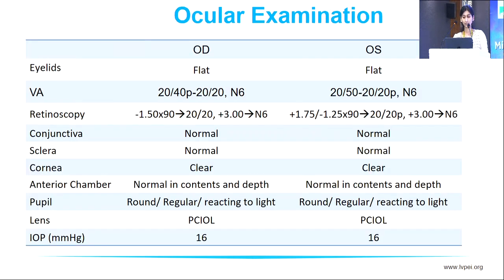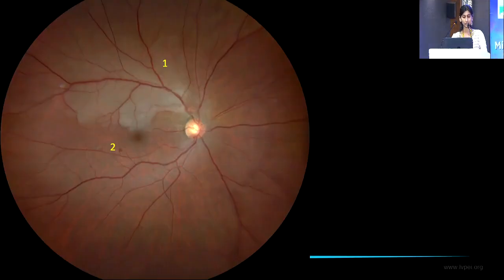On ocular examination, his best corrected visual acuity in both eyes was 20/20. He was pseudophakic in both eyes with an IOP of 16 millimeters of mercury on GAT. On posterior segment evaluation in the right eye, as we can appreciate, the media is clear, the disc margins are well defined with a cup disc ratio of 0.3:1, and there is retinal whitening along the superior vascular arcade, and also a dot hemorrhage inferotemporal to the fovea.